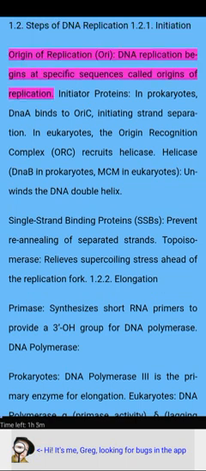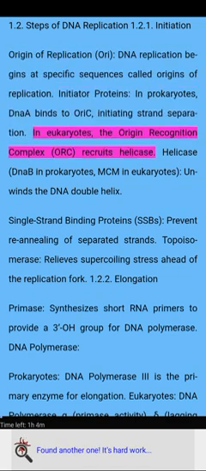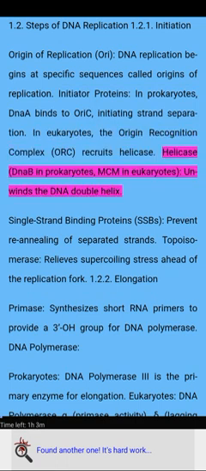Initiation. Origin of replication: DNA replication begins at specific sequences called origins of replication. Initiator proteins: in prokaryotes, DnaA binds to the origin, initiating strand separation. In eukaryotes, the origin recognition complex, ORC, recruits helicase. Helicase, DnaB in prokaryotes, MCM in eukaryotes, unwinds the DNA double helix.